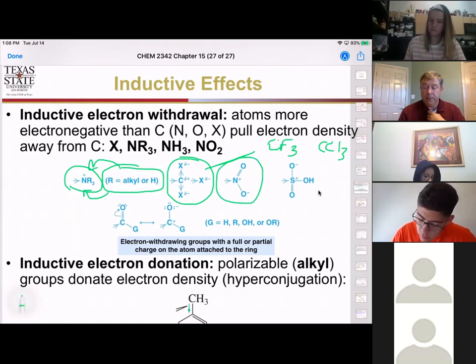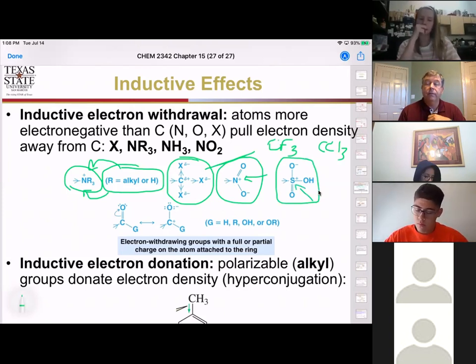If we think about it with a nitro species here, if we did the formal charges on a nitro species, we actually have a formal positive charge on that nitrogen, and it's directly bound to the benzene ring, so it is inductively pulling electron density away. Same for the sulfate. We have a formal positive charge on sulfur here, therefore it's inductively pulling electrons away.